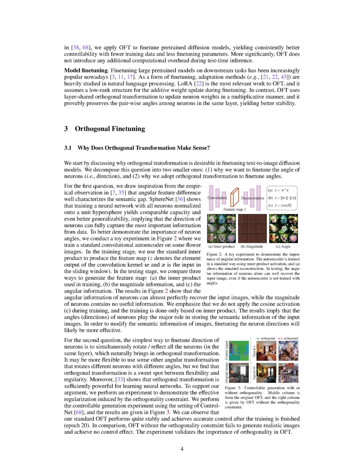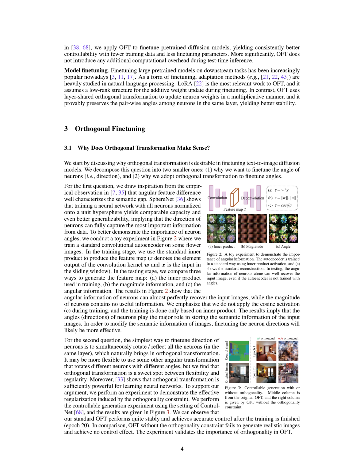We perform the controlled generation experiment following the setup of ControlNet, and present our results in a following figure. We note that our standard orthogonal fine-tuning performs quite steadily and achieves precise control after the training concludes, by epoch 20. In contrast, an approach without the orthogonality constraint fails to generate realistic images and achieves no control effect. This experiment underscores the importance of orthogonality in orthogonal fine-tuning.